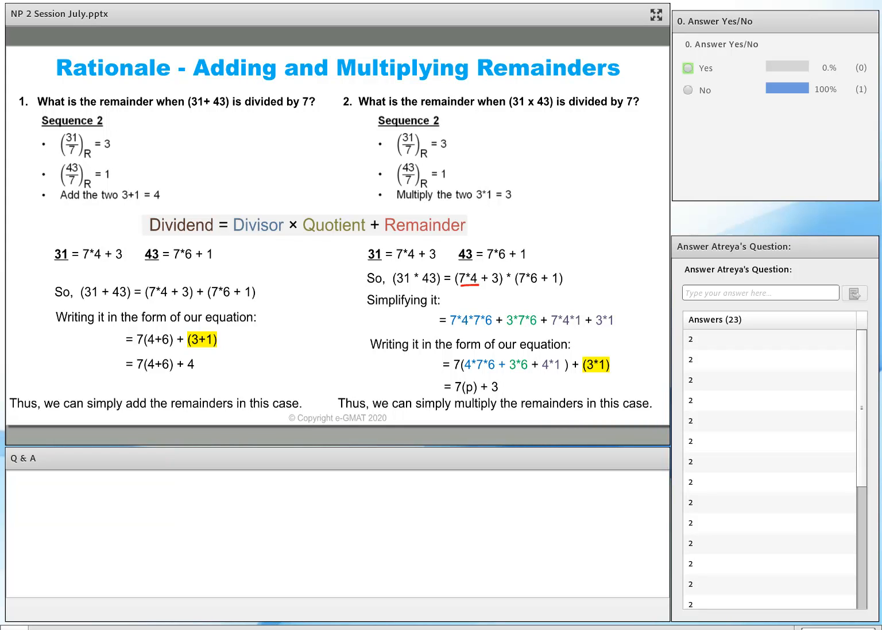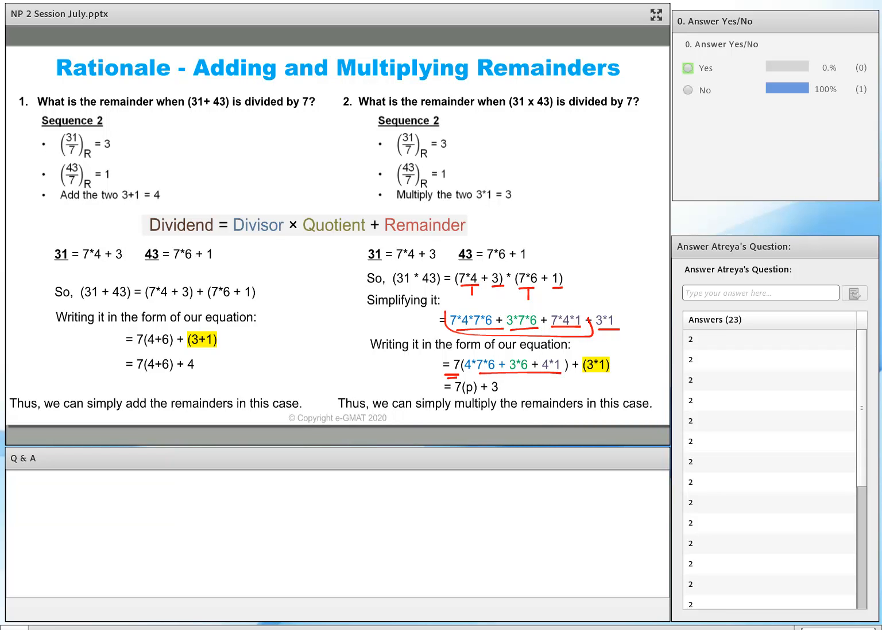I have this times this, which is this number over here. I have 3 times this, which is this number over here. I have 7 times 4 into 1, which is this number, and lastly 3 times 1, which is this number. Now, in the first 3 numbers that you can see over here, there is a 7 common. So I'll take that 7 common, then I have some big number.